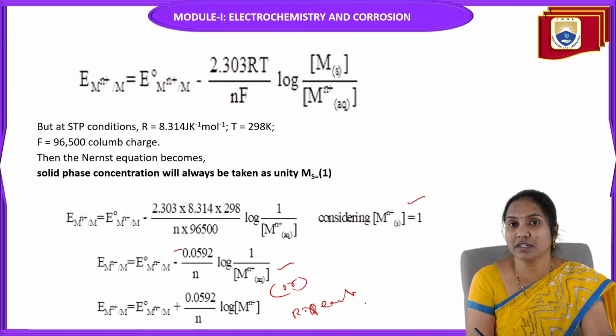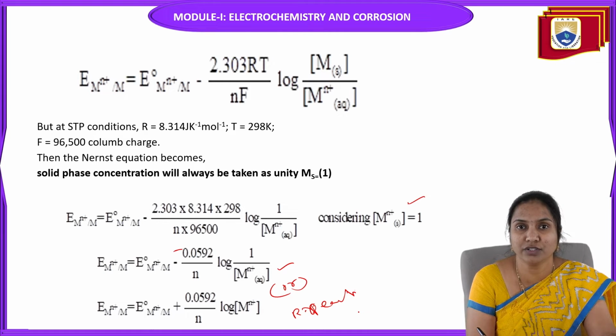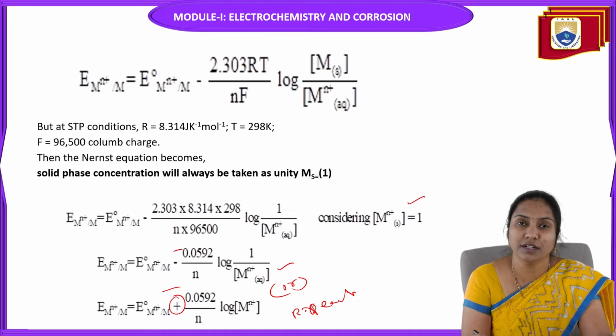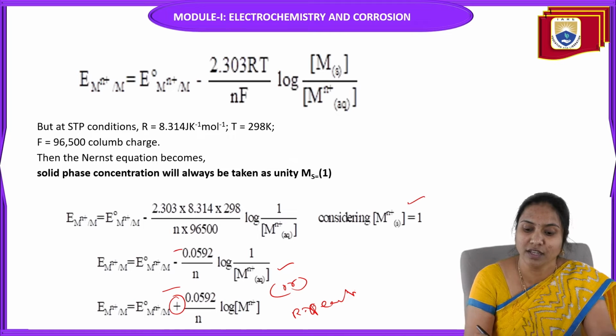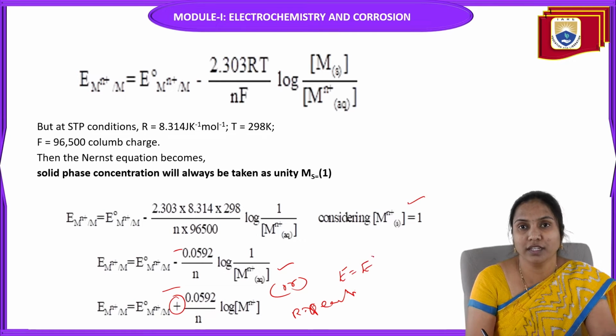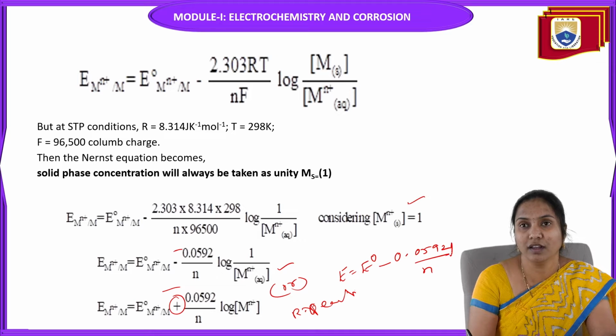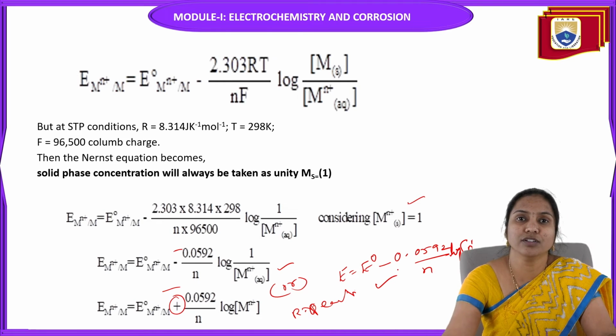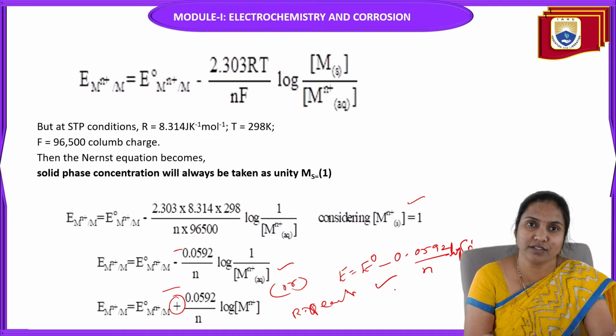If this Nernst equation is applied for the oxidation potential, the sign will be reversed. That means, the Nernst equation for the oxidation half cell: how can we write it? E equal to E naught, and the sign will be reversed, so minus 0.0592 by n log Mn+. So this is the Nernst equation for the oxidation half cell reaction.